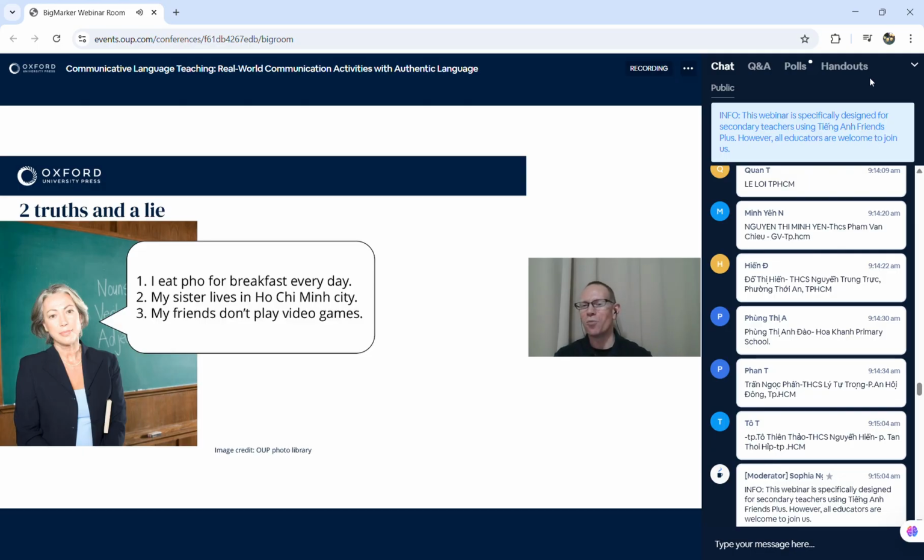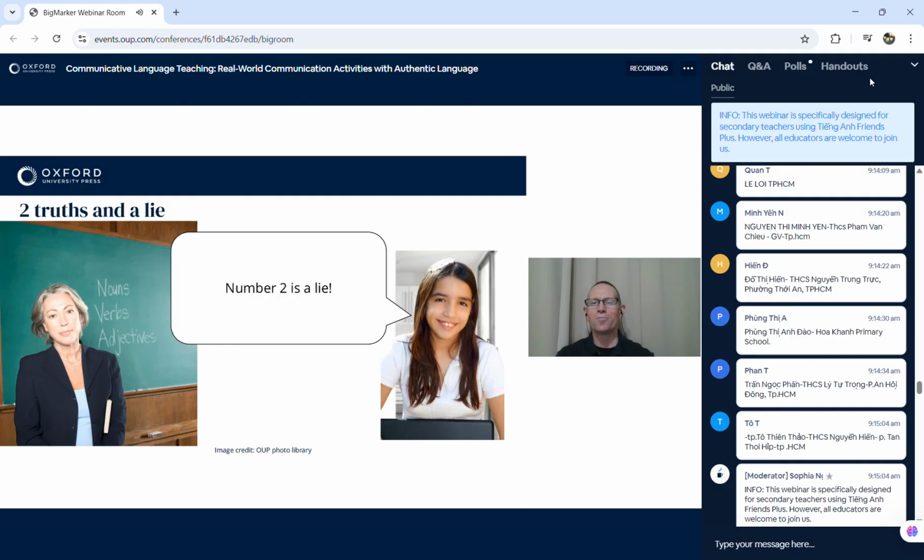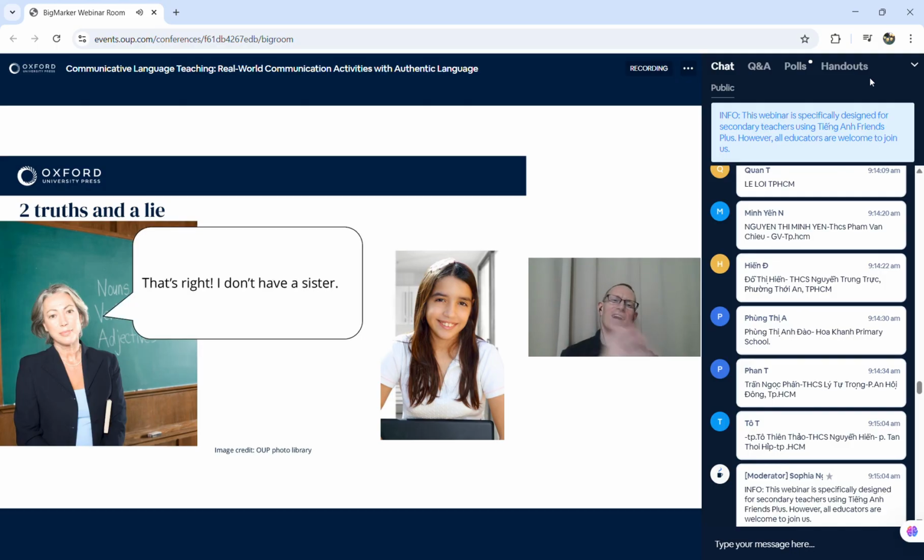Most of you think number 1 or number 3. That's very interesting. In our example class, the student thinks that number 2 is a lie. So she thought differently to you. Okay, one teacher thinks number 2. Let's see the answer. That's right, it is number 2. In fact, this teacher doesn't have a sister. But this teacher lives in Vietnam, so she does eat pho for breakfast. And she does have friends, but they don't play video games.